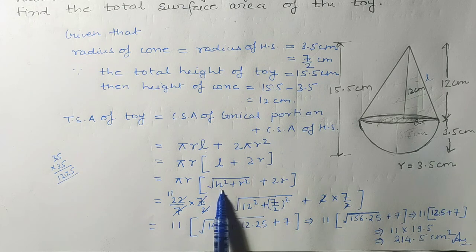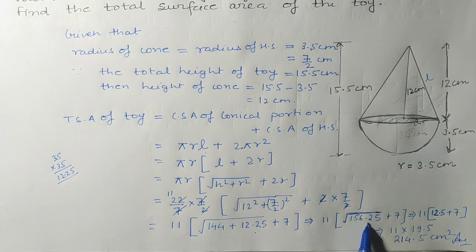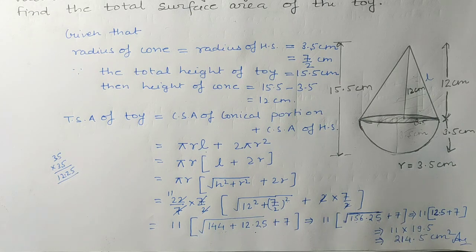H is 12 and r is 7 by 2 or 3.5 you can say. The square of 3.5 is 12.25. And when we add these two, it will be 156.25. So basically 156.25 is the square of 12.5. And from here we have calculated it is 214.5 centimeter square.